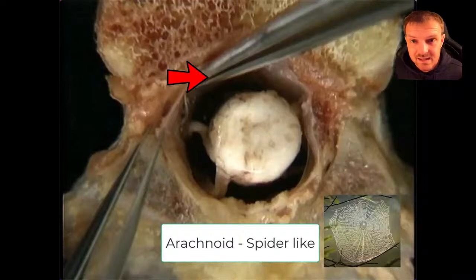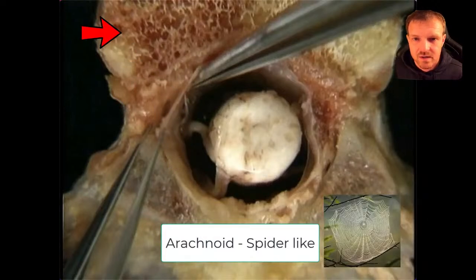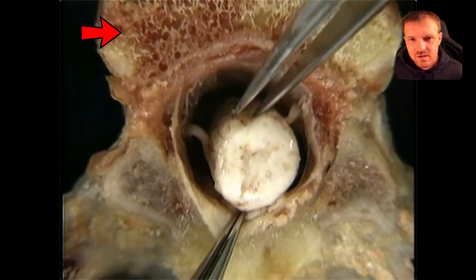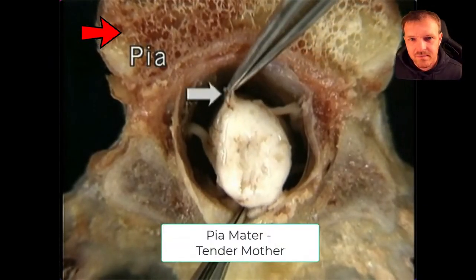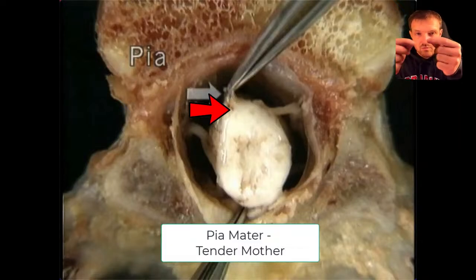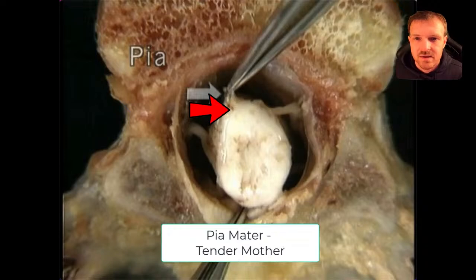So this space all around here, obviously this is not normally empty. This is usually filled with fluid. Okay, we'll have a look at that in a second. And then this is really attached to the spinal cord itself, and that's the pia. Okay, so the delicate or tender mother. So this wraps all the way around the spinal cord. So we've got these three wrappings all around to protect the spinal cord.